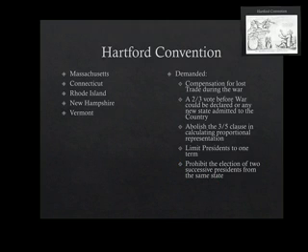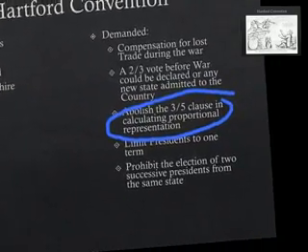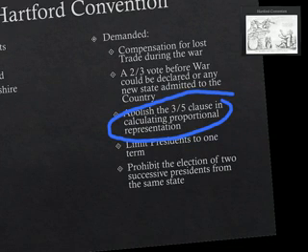Now I wanted to come back to this. Abolish the 3/5 clause in calculating proportional representation. So the 3/5 clause, according to the northeastern states, or the free states, gave the South a proportional advantage in the House of Representatives.